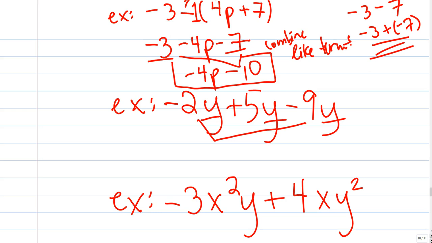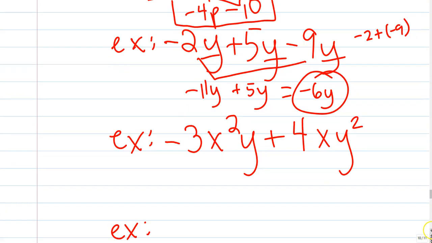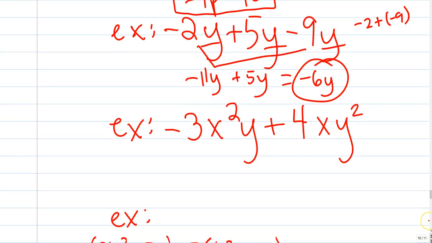Negative 2 minus 9 is the same thing as negative 2 plus negative 9, or negative 11y plus 5y. They are opposite signs now, so they cancel, leaving me with negative 6y. Almost there. I feel like this is more than 5, though. I may have lied to you.